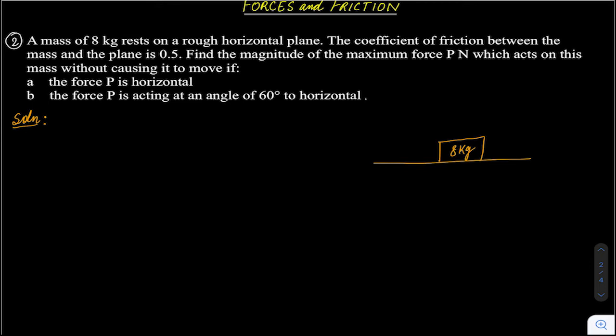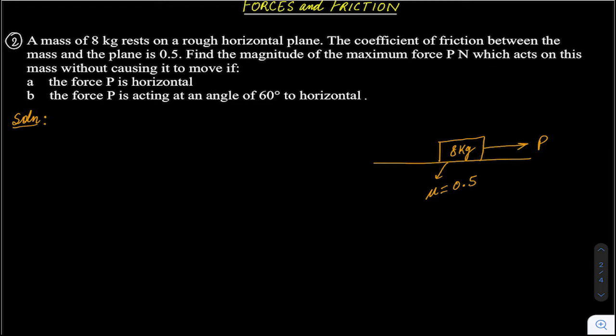The coefficient of friction between mass and the plane is 0.5. So the mu between these two is 0.5, coefficient of friction. Find the magnitude of the maximum force P which acts on this mass without causing it to move. First case is the force P is horizontal. You can take it in any direction, it doesn't matter, it should be horizontal. So let's take P in this direction.